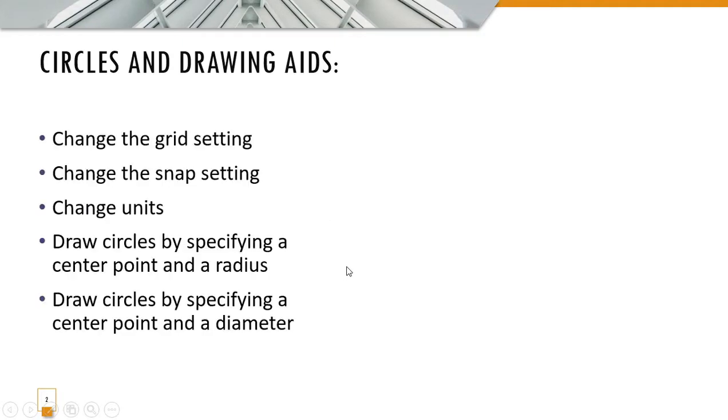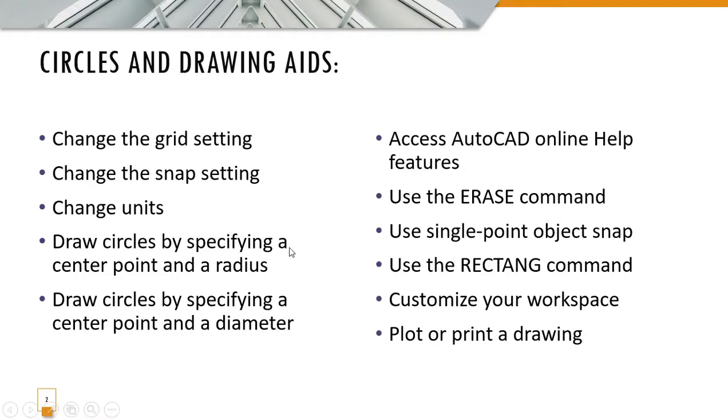We have changing the grid setting, changing the snap setting, changing the units, draw circles by specifying a center point and a radius, draw circles by specifying a center point and a diameter, access to AutoCAD online help features, using the erase command, using single point object snap, using direct distance command, customizing your workspace, and plotting or printing a drawing.